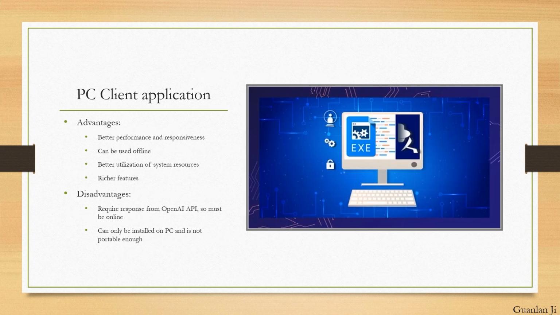Starting with the PC client application, its key strength lies in robust performance and responsiveness. It can be used offline and use the system's capabilities, enhancing the user's experience. However, our project relies on the OpenAI API, which means online connectivity is vital. What's more, it can only be used on a computer, which is not convenient enough in some cases. As a result, it is not suitable for our project.